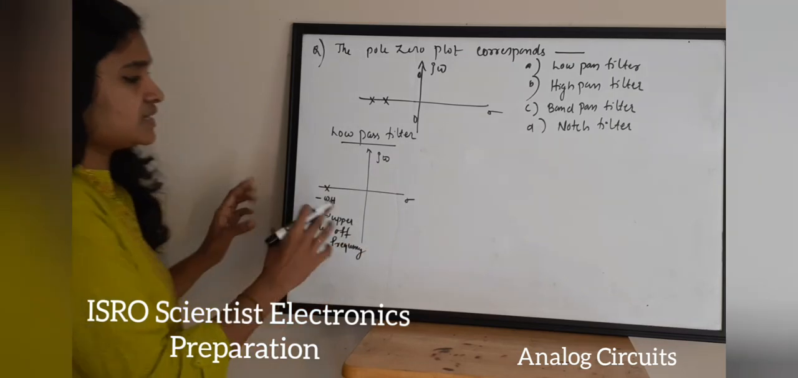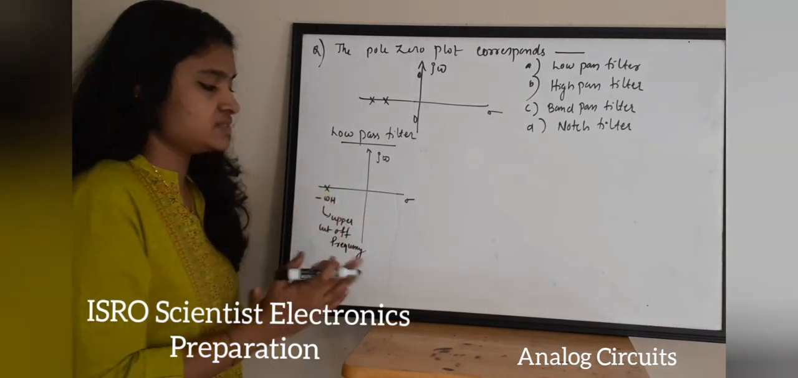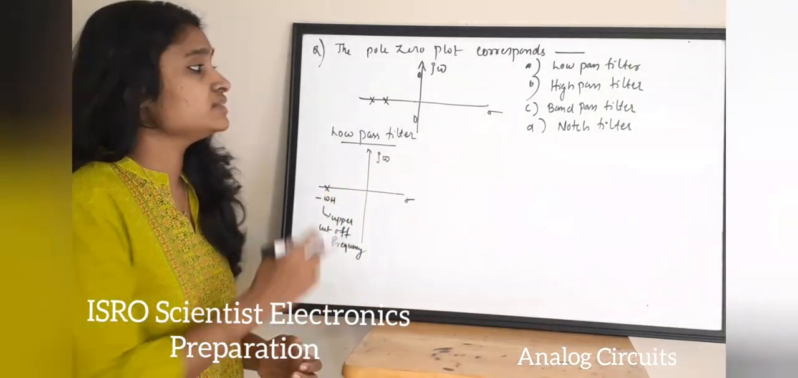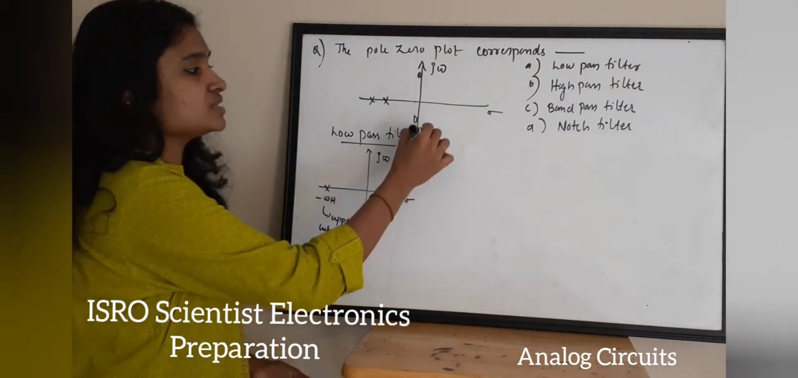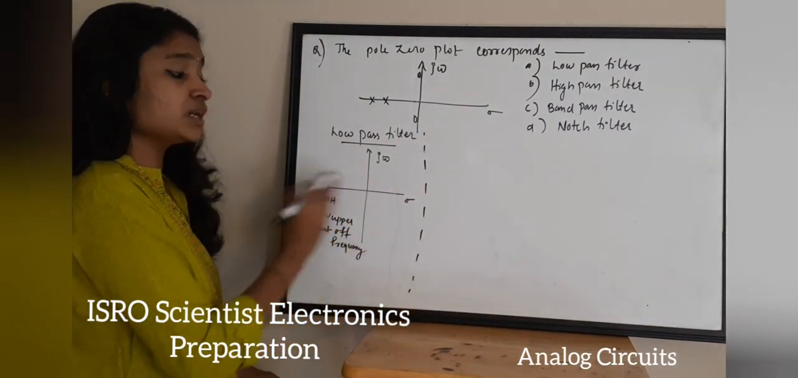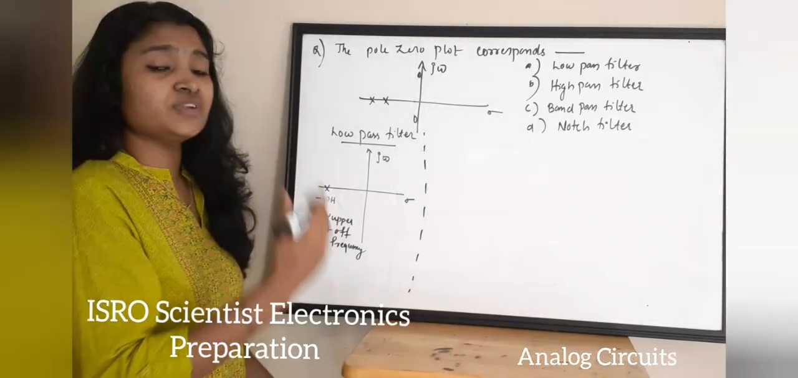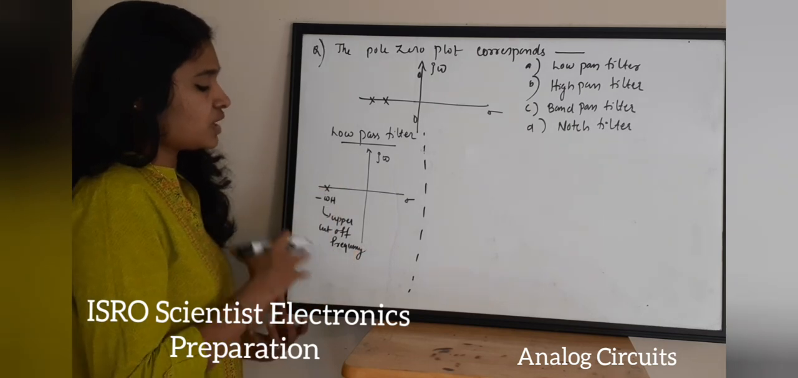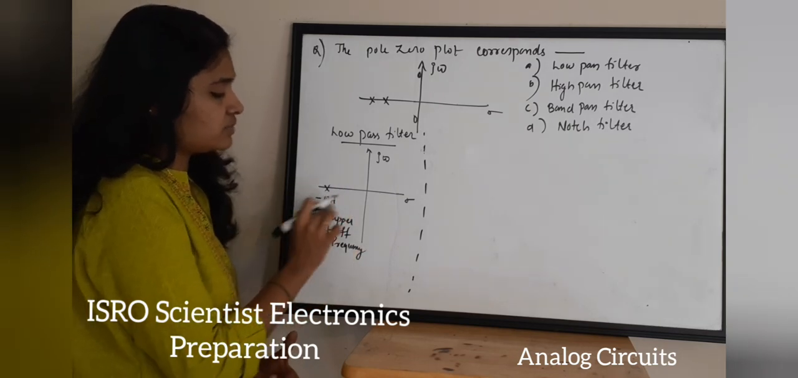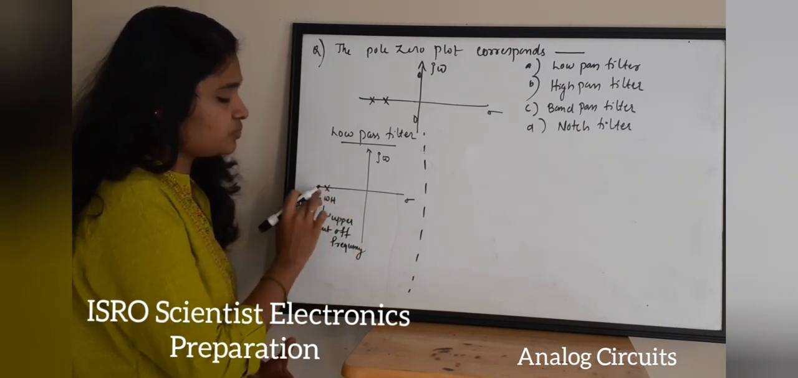So if you see a pole zero plot like this, you should be able to figure out that this is the pole zero plot of a low pass filter. So this is the case with a low pass filter. It will cut off all upper frequencies or higher frequencies. Okay, so upper cutoff frequency is minus omega h and it is marked as a pole here.